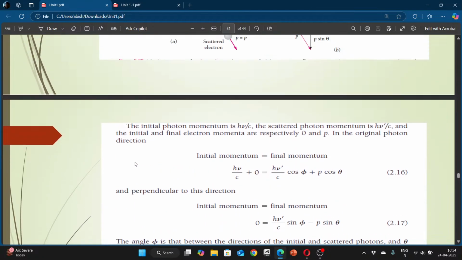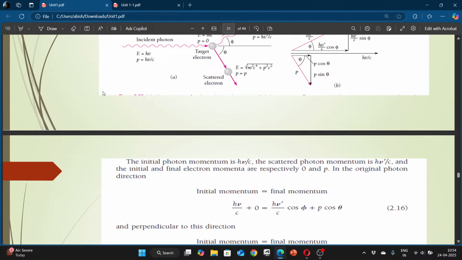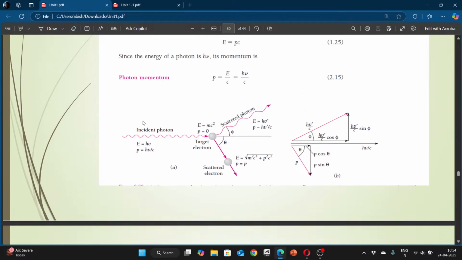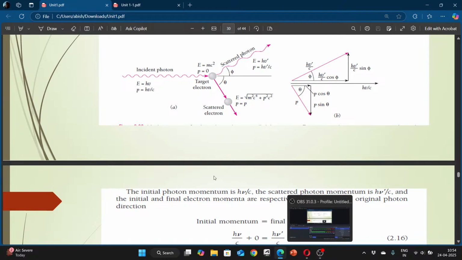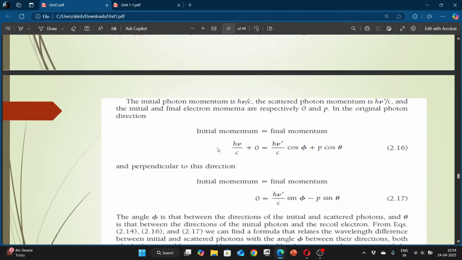Fine. The initial photon momentum is h mu by c. The scattered photon momentum is h mu dash by c, as you see. The scattered electron will affect the other and go to the other side. The initial and the final electron momentum are respectively 0 and p.